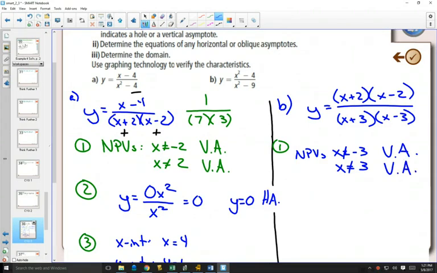For our boys, those will both be vertical asymptotes, last name starting with Henry, because nothing's simplified.